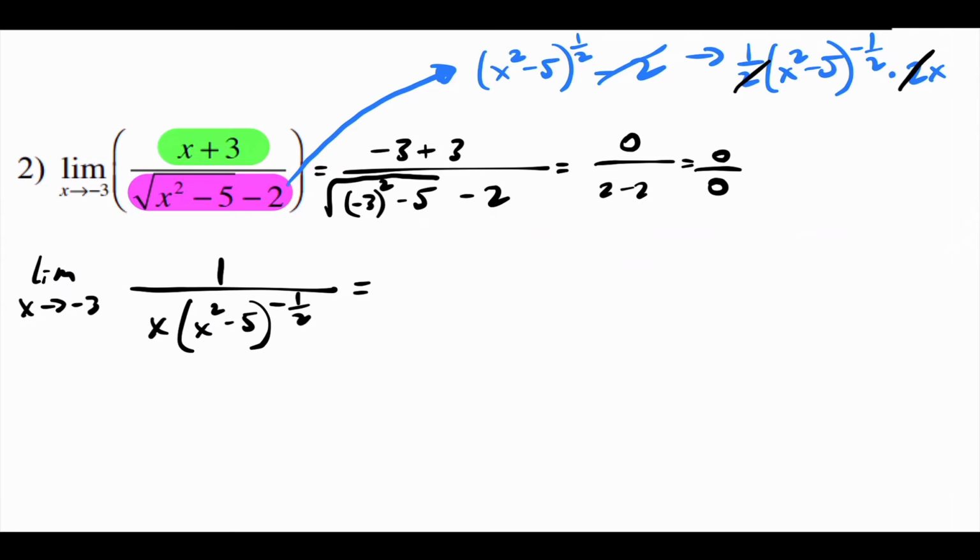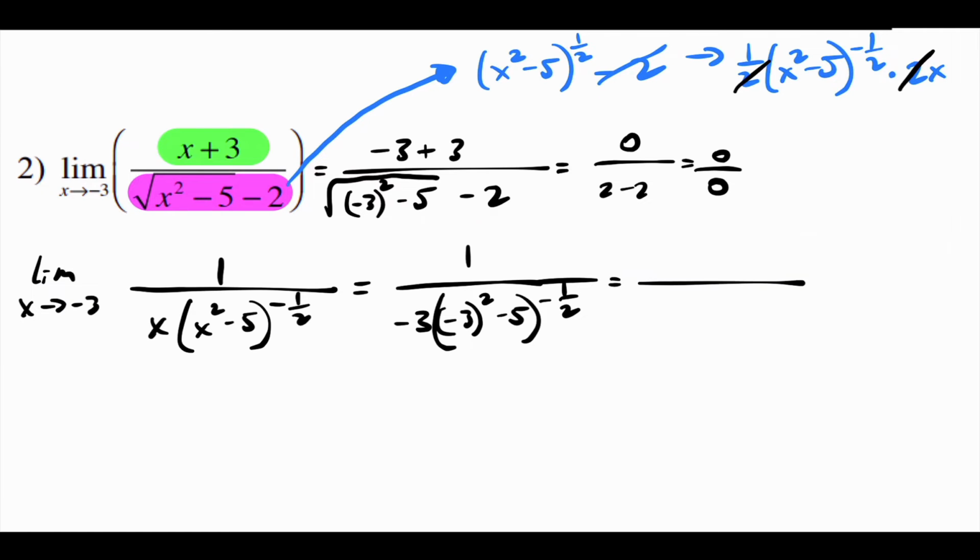Plug in again. I'm not worried about the negative 1/2 because I'm just plugging it in to see what I get. So we'll plug in negative 3 again. We get 1 over negative 3 times negative 3 squared minus 5 to the negative 1/2 power. So we get negative 3 times 4 to the negative 1/2 power.